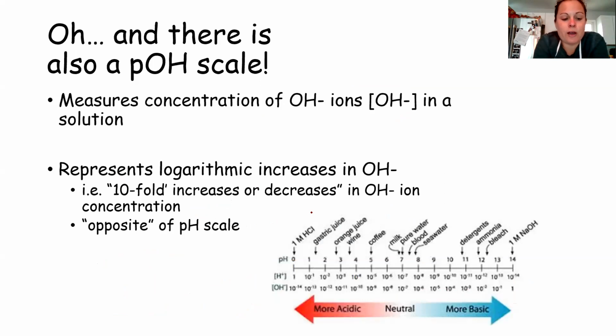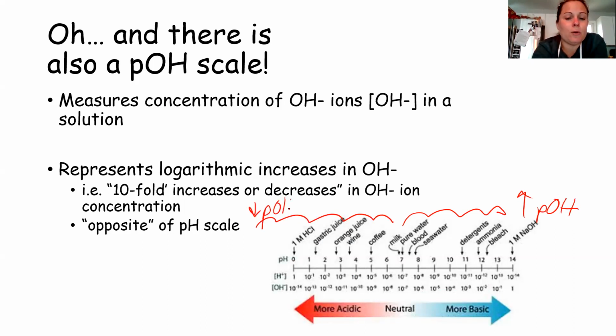For those of you moving on to AP Chem and college chem in the future, I just want to mention that in addition to a pH scale, there's also something called a pOH scale, which measures how many hydroxide ions are in a solution. We're not going to tackle this this week, but you would look at it the same way. It's the opposite of the pH scale. So as you increase the pH, you increase the pOH. And as you decrease the pH, you decrease the pOH. Again, if you're not going on to AP Chem, you can just disregard that.